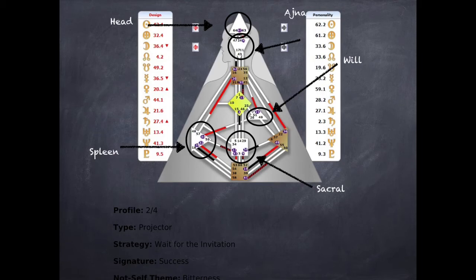And this will center only has one gate off it, so we'll talk about that a little bit later, because what that means is all the energy for that particular center is funneled through that one gate.